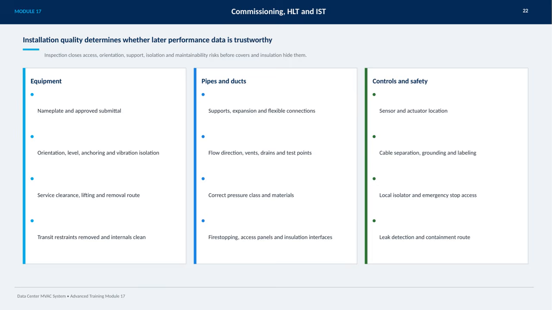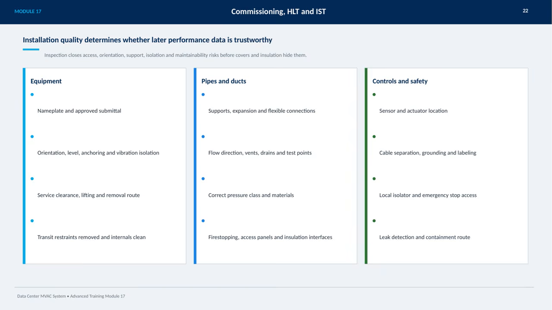Before covers and insulation go on, thorough inspection is critical to address several key risks like access, orientation, support, isolation, and maintainability. For equipment, we need to verify the nameplate matches approved submittals, ensure proper orientation, level installation, secure anchoring, and adequate vibration isolation. Service clearances must be sufficient, and we should confirm clear routes for lifting and removal. Transit restraints need to be removed, and internal components must be clean.